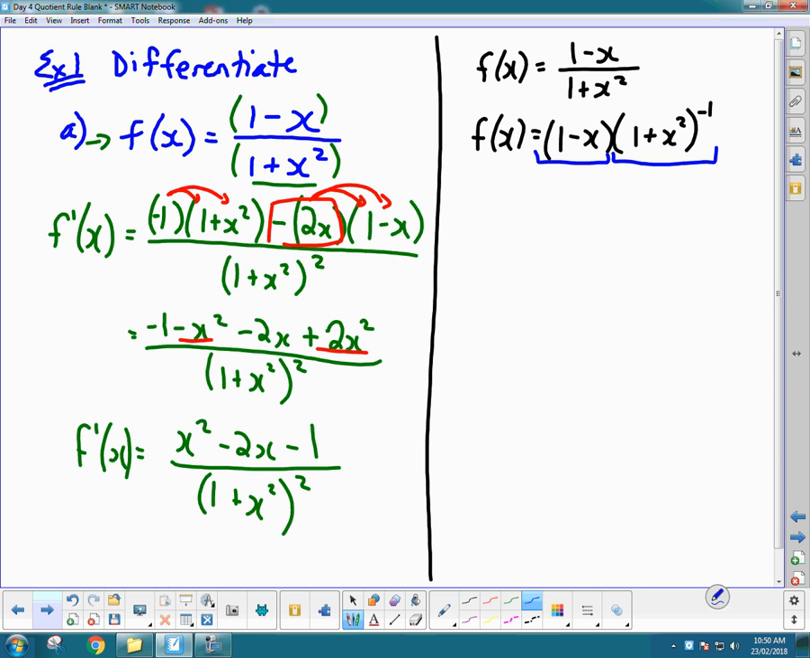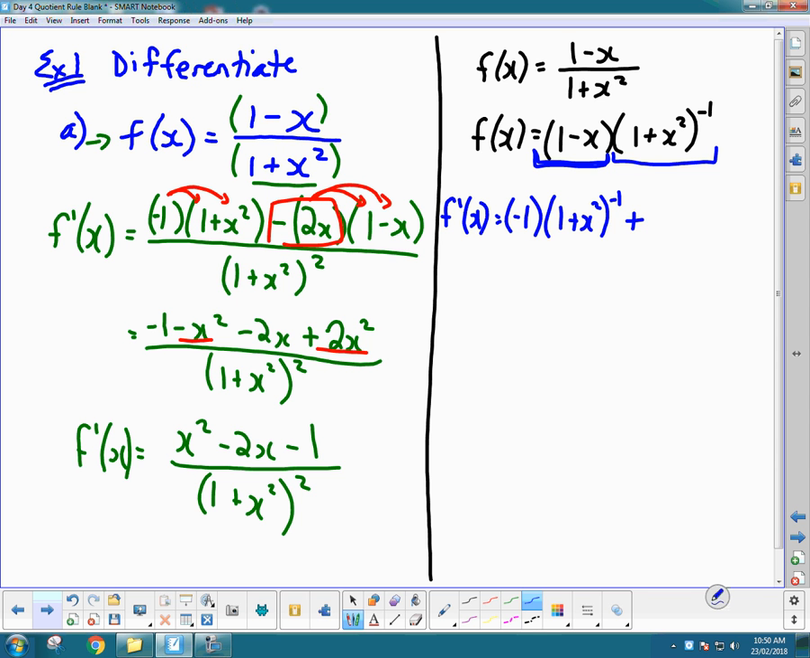So the product rule tells me I do the derivative of the first, which is just negative 1. That looks familiar. Times the second without doing anything. And then the product rule says add. So I'm going to add. And now I'm going to take the derivative of the second.